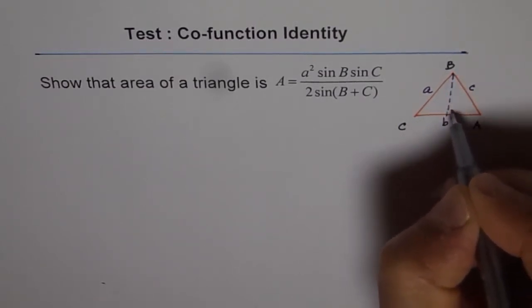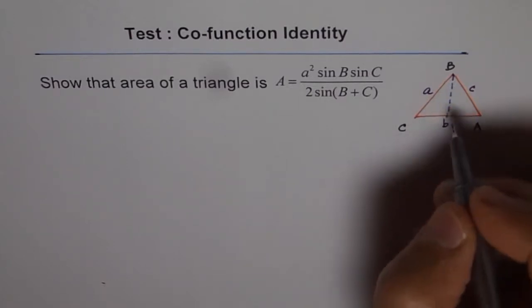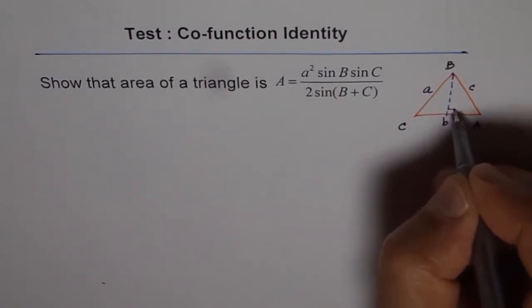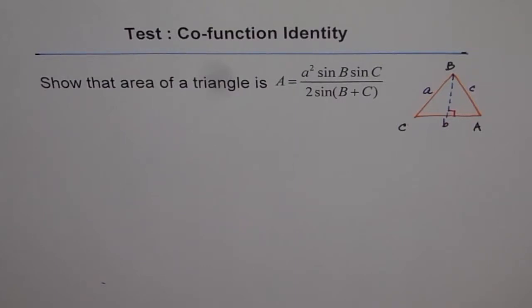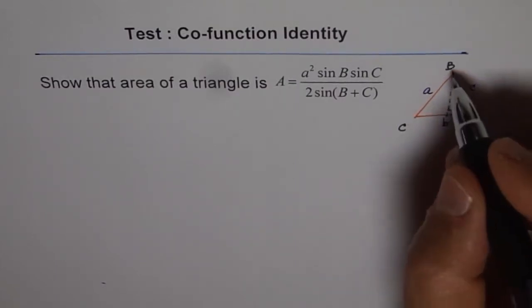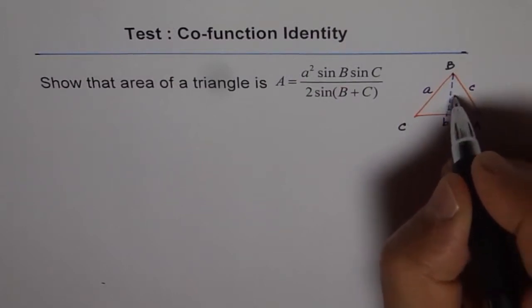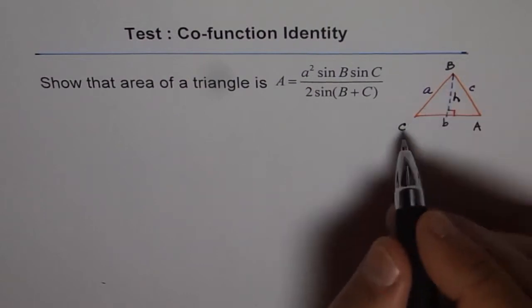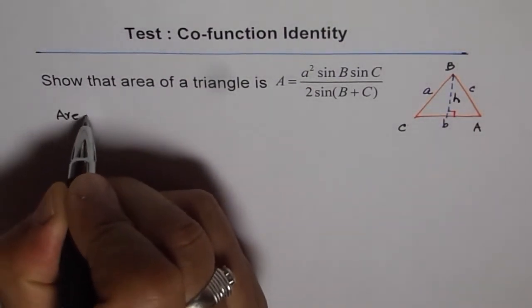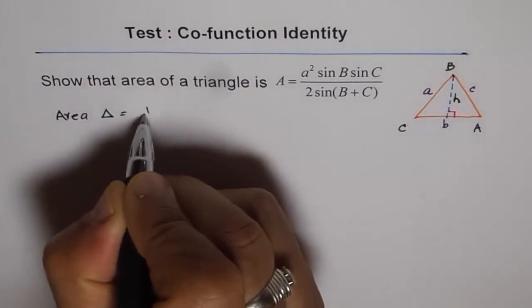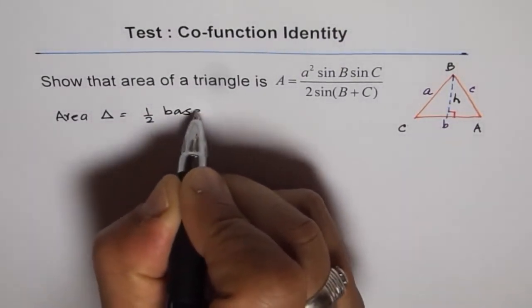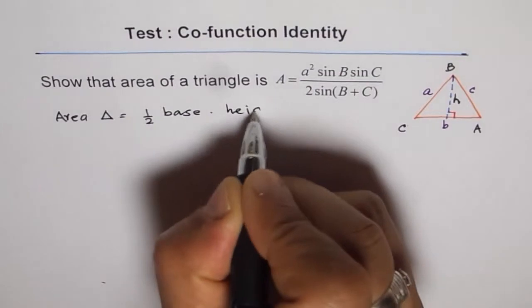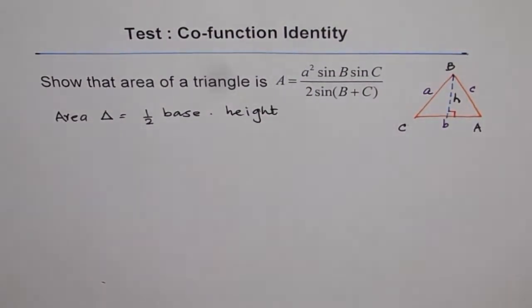Let's drop this perpendicular here, and if this perpendicular is dropped on CA, then the height is B to this point. Let me call this H as height, correct? Now let's try to solve the problem and analyze what the situation is. So when we say area of a triangle, area is half base times height. That is the area of the triangle.